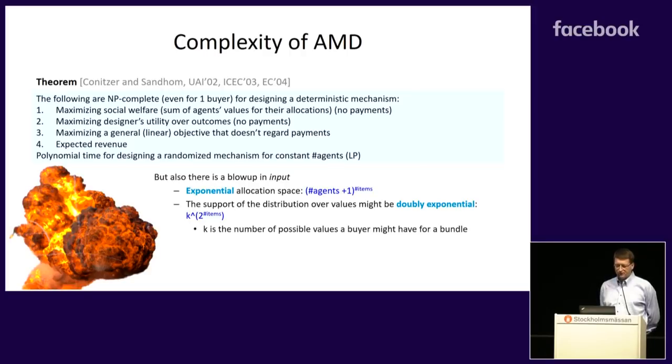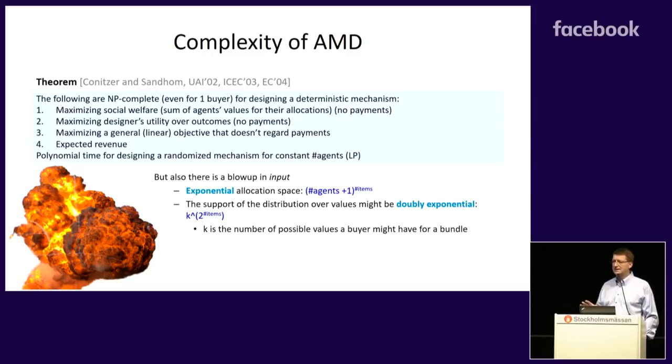So there's going to be an exponential allocation space. Any one of the items can go to any one of the agents or to none of them. So the number of allocations is (agents plus 1) to the power of items. And even if you have these product distributions where you don't have any correlation between the different agents' type spaces, even for one agent, the support of the type distribution can be doubly exponential.